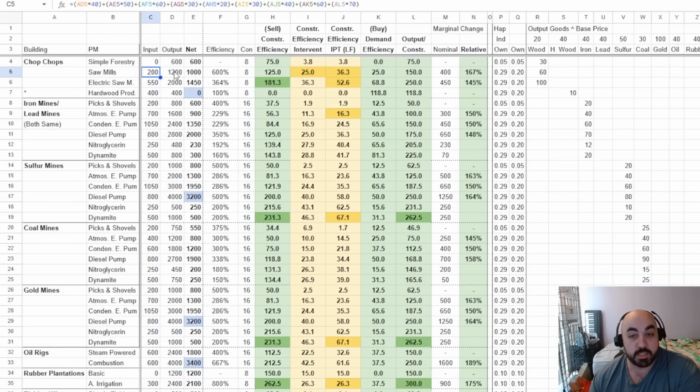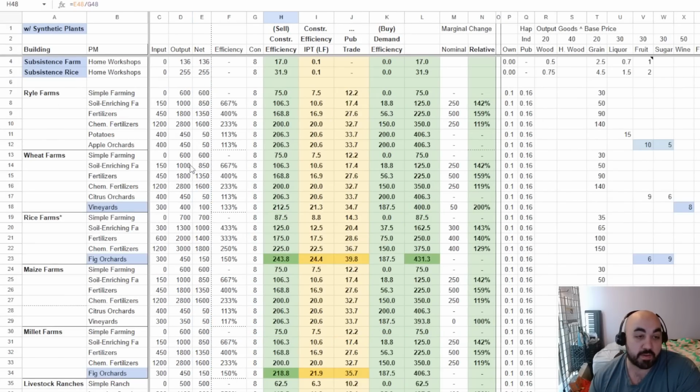The output cost is what is output multiplied by its base price. So here we have wood, 60 times 20, it's 1200. The number that's important to derive from these two is the net value. The net value is the output minus the input. Simple. And this is going to be positive on nearly everything except for 2 PMs, or 3 if you include the fact that potatoes and apple orchards are interchangeably efficient.